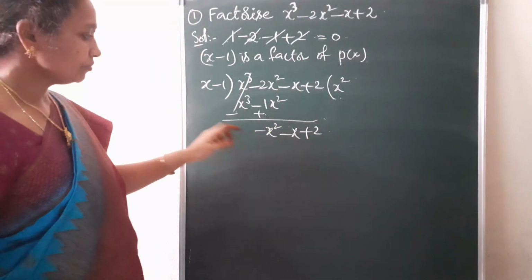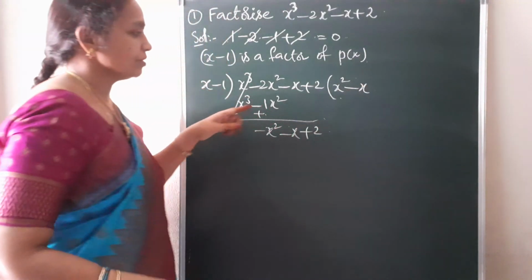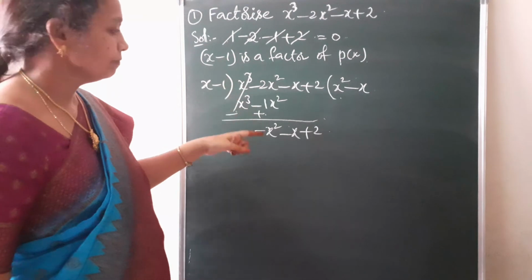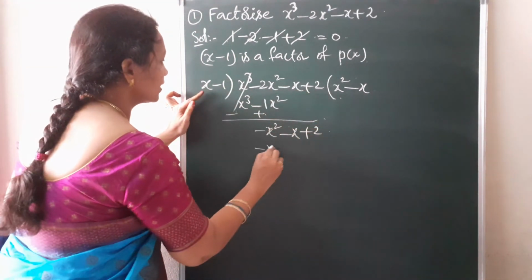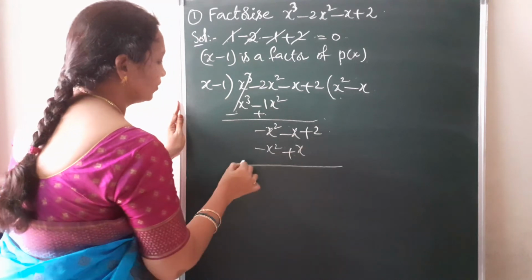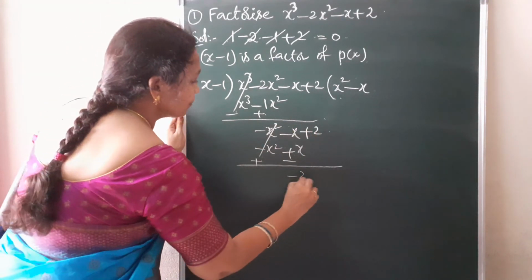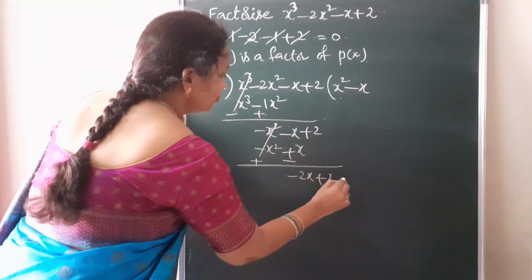Next, minus x square by x is minus x. First term of the dividend by first term of the divisor. So minus x into x minus 1 gives minus x square, minus into minus plus 1x. So plus and minus, these two get cancelled. This is minus 2x plus 2.